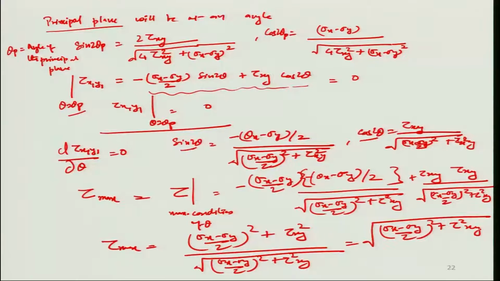We already are aware that the tau xy at the principal plane corresponding to theta equal to theta p should be equal to 0, and if we substitute this value back into the expression for tau max we get tau max equals sigma x minus sigma y by 2. And this basically would be defined as the limiting value of the shear yield stress K.